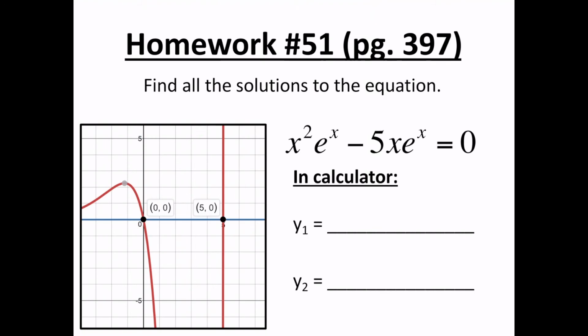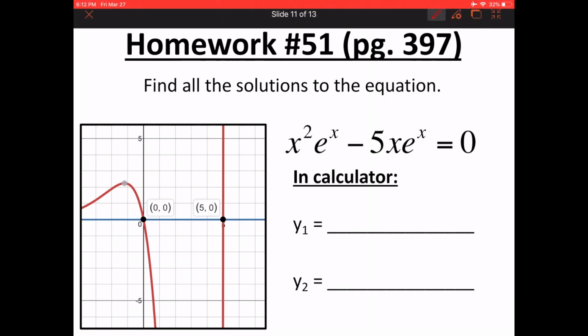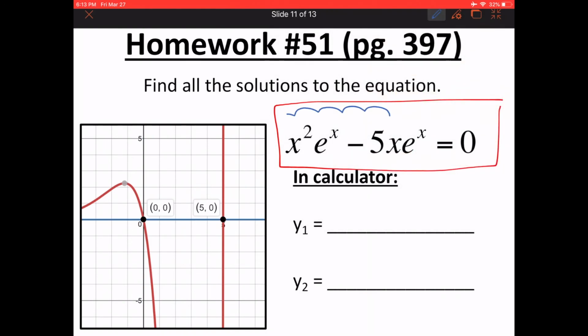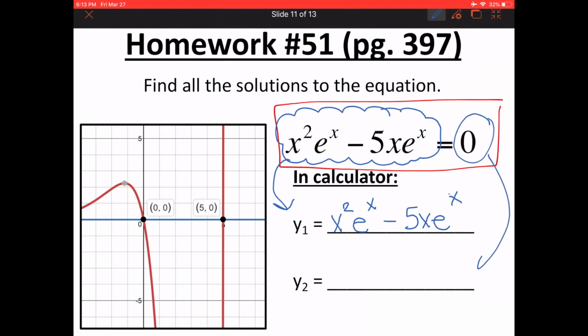And let's do another example here, which I believe is our last one. Homework number 51 out of page 397. Find all solutions to the equation. Again, this equation, the entire thing, is what your book will tell you. Now, this left-hand side of the equation is what you want to put into y1. So you would put in x squared e to the power of x minus 5x e to the power of x. And then all you would put into y2 is 0. Okay? And notice, my first equation is this big curvy one. My y equals 0 is just this straight line there.